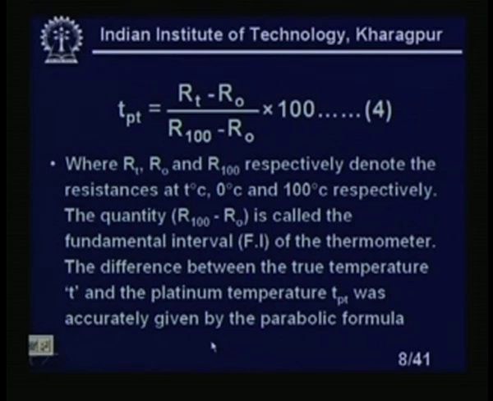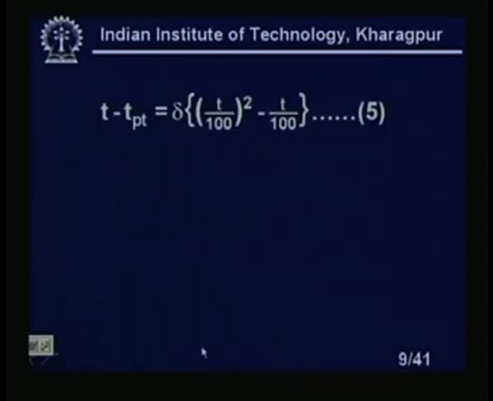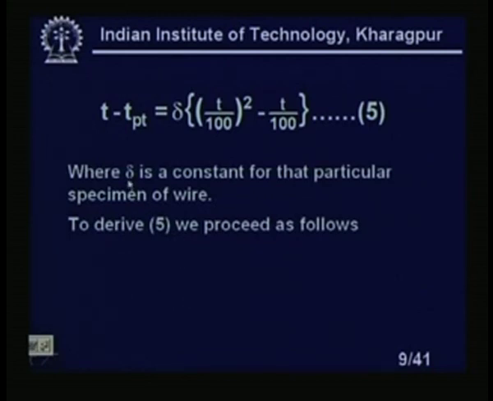where R_t, R_0 and R_100 respectively denote the resistances at T degree centigrade, 0 degree centigrade and 100 degree centigrade respectively. The quantity R_100 minus R_0 is called the fundamental interval of the thermometer. The difference between the true temperature T and the platinum temperature T_pt was accurately given by the parabolic formula as follows: T minus T_pt equal to delta times (T by 100) whole square minus (T by 100). This is equation number 5, where delta is the constant for that particular specimen of wire.